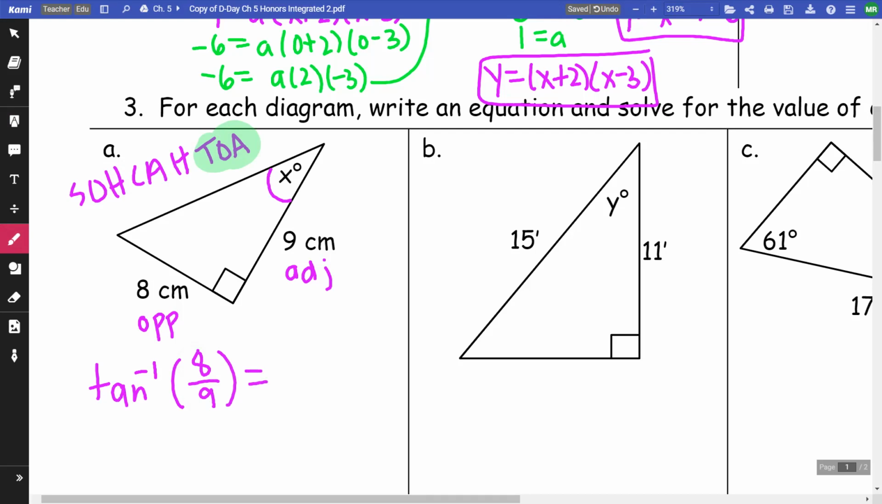Now, just knowing that tangent of 45 degrees is 1, since this is 8/9, which is less than 1, I know it's going to be less than 45 degrees. I'm just going to put this into my calculator, and we have to do it on both now, so you can see what I'm doing.